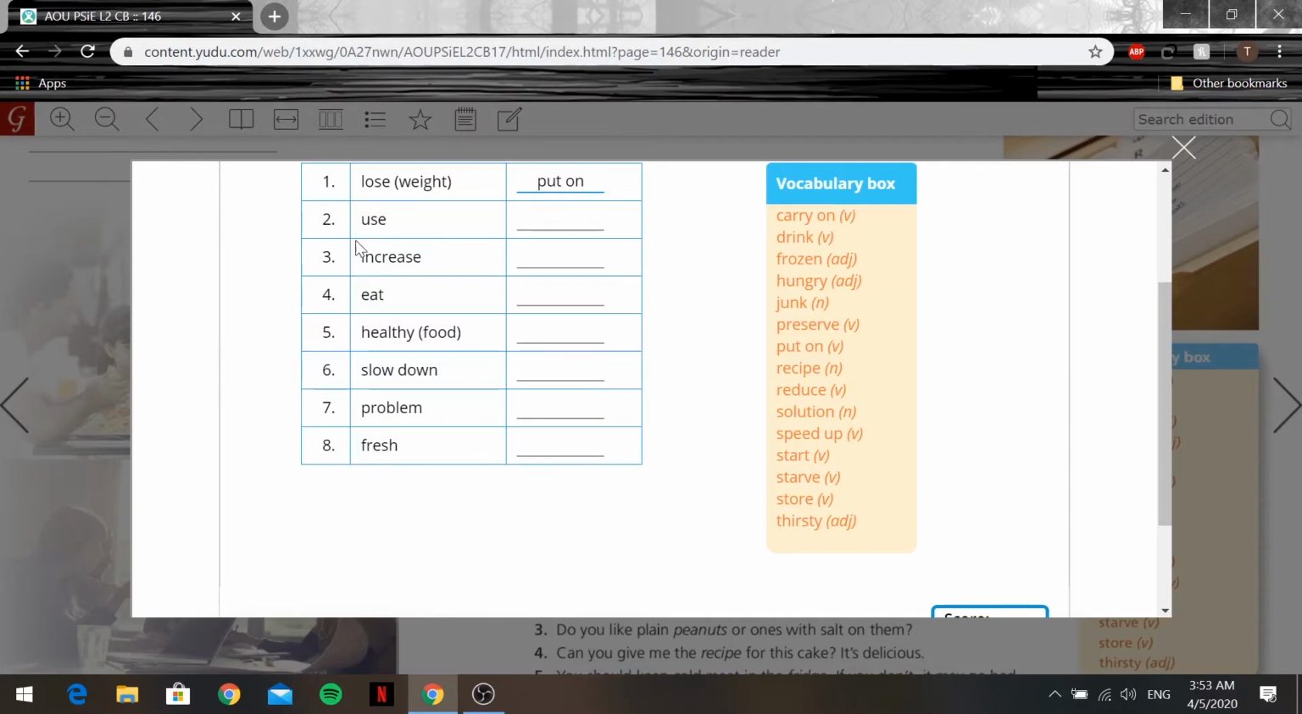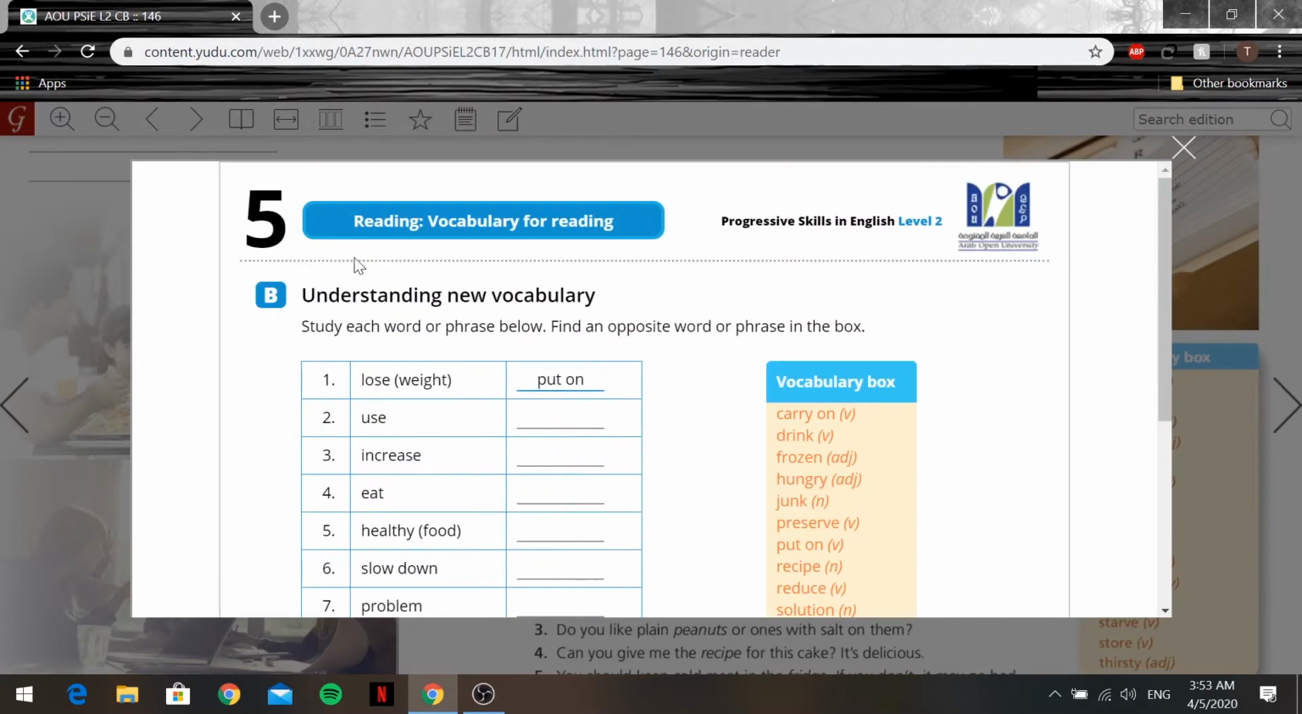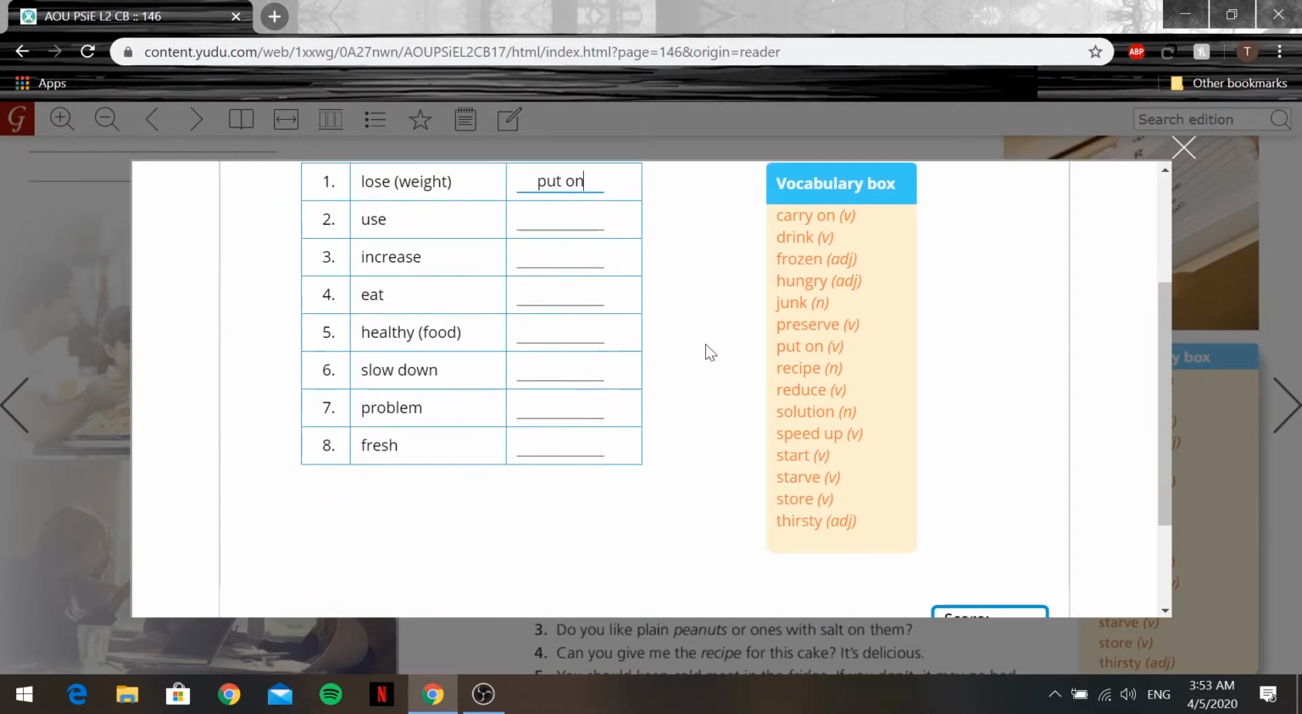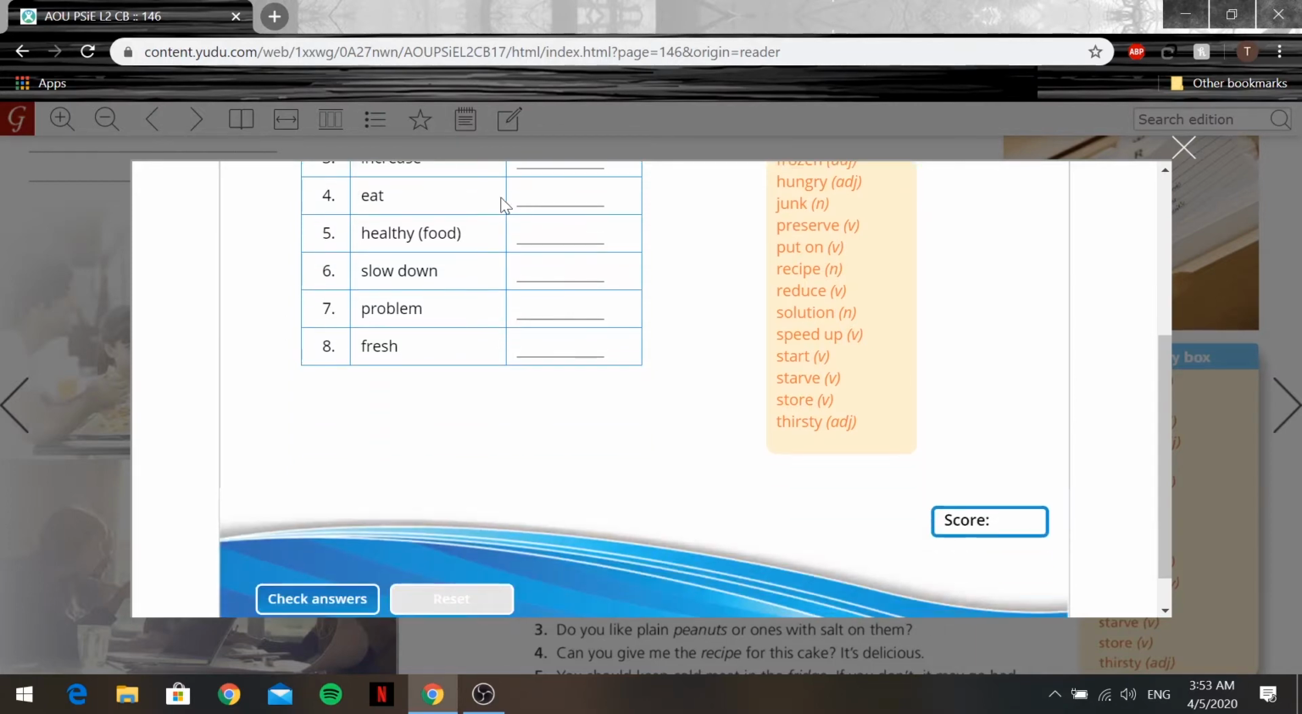Two, use. Hold on a minute, find an opposite. Use means I'm going to use something, so to find an opposite, I'll probably say store. And store here does not mean supermarket, okay? Store here means to keep something for later. Store food in the refrigerator, for example.